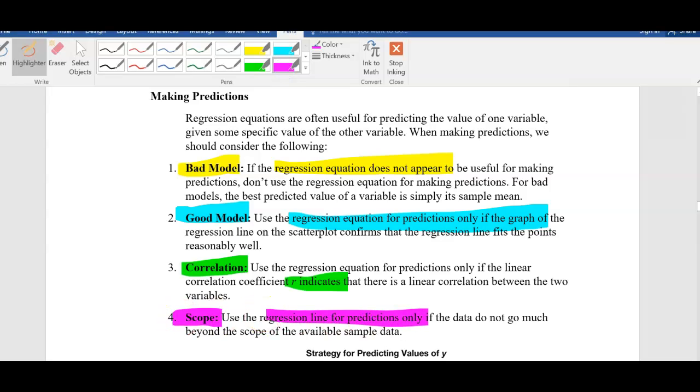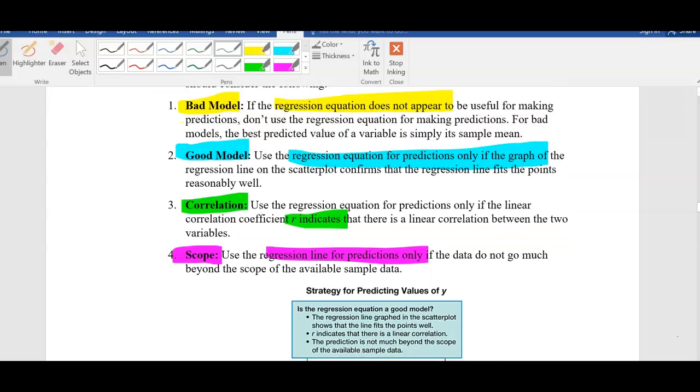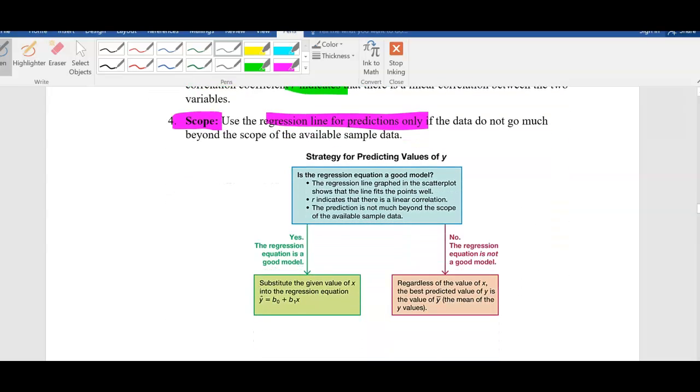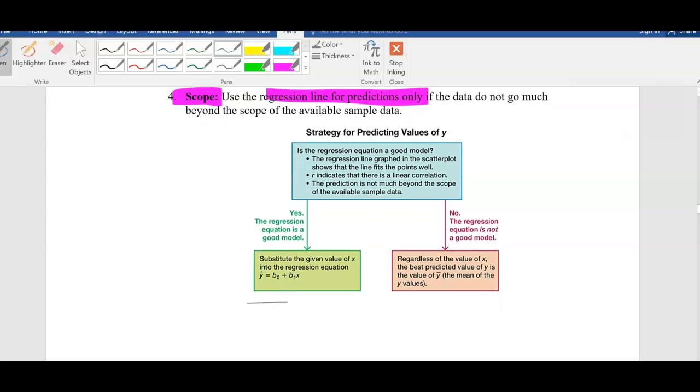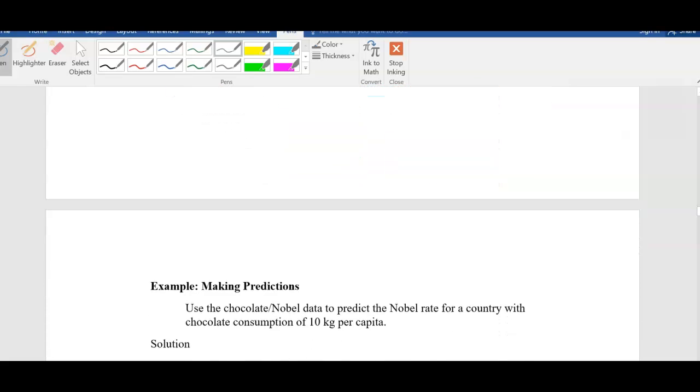So not far off of our data values, because that doesn't work well, but close to our data values, a little bit above or below. These are your strategies. You look to see if it's a good model. If yes, you create your equation. If not, you cannot do this, and we will use the mean instead to predict what is going on.